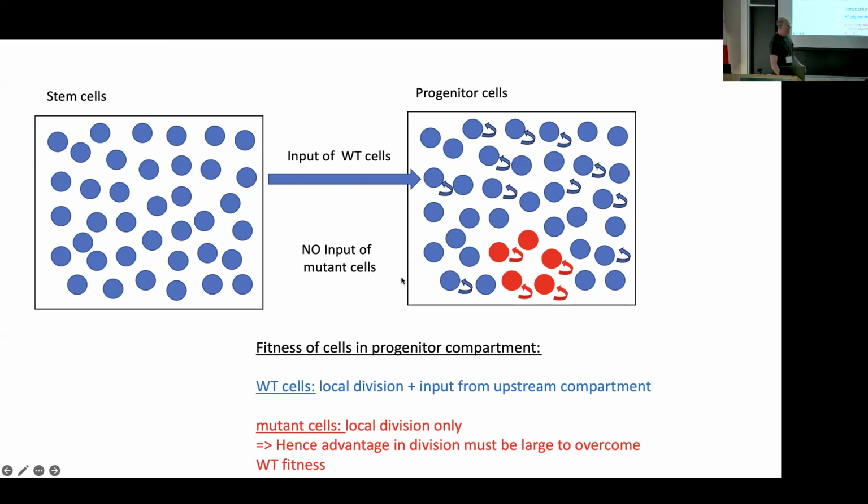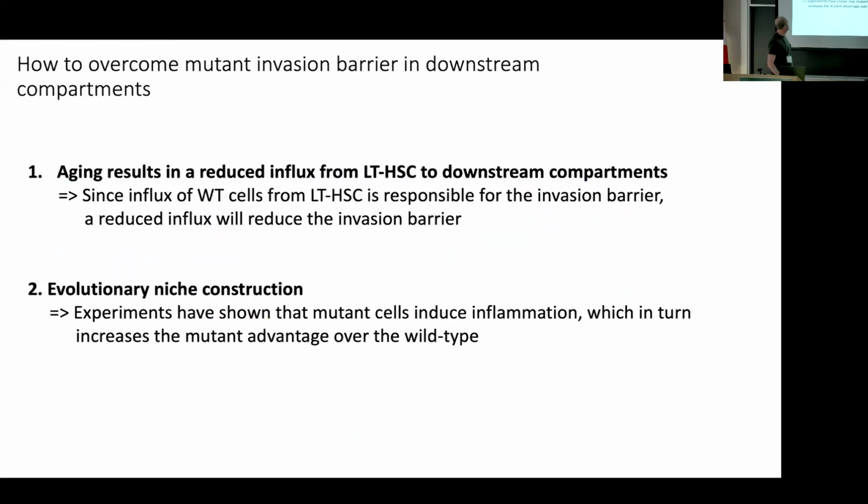However, the second component of fitness is the influx from the upstream cells to the downstream cells. If the mutant arises downstream here, it does not have that influx. But the wild type has an influx from here to here. And so that renders these mutants somewhat disadvantageous, because they don't have this influx happening. And that is the reason for these invasion barriers that we see.